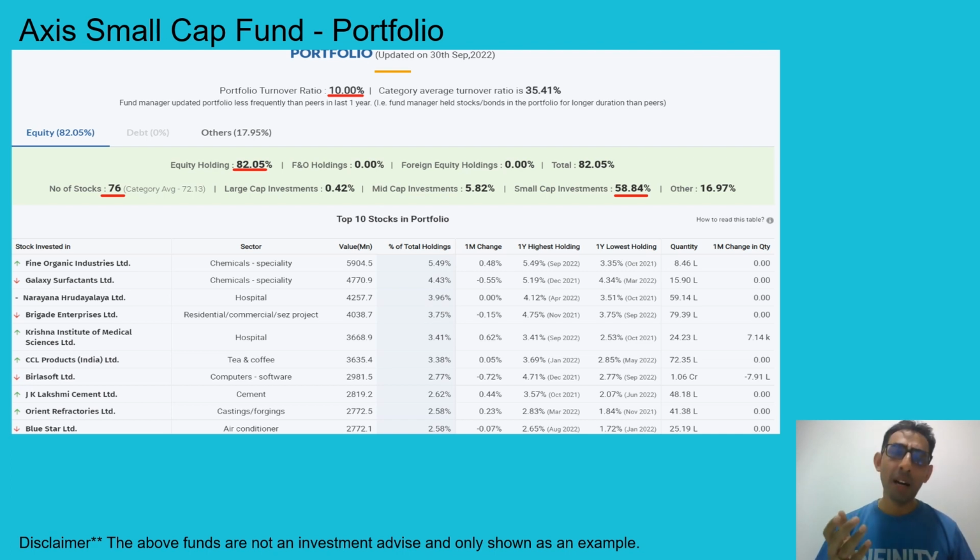I'm not saying it's bad, but I like a fund manager who doesn't churn and sticks with their stocks for long. Equity holding is at 82%, followed by 76 stocks in the portfolio. Small cap investments are at 59%. They also have some mid cap investment at 6%. And there are certain other investments the fund manager has made close to 18%.